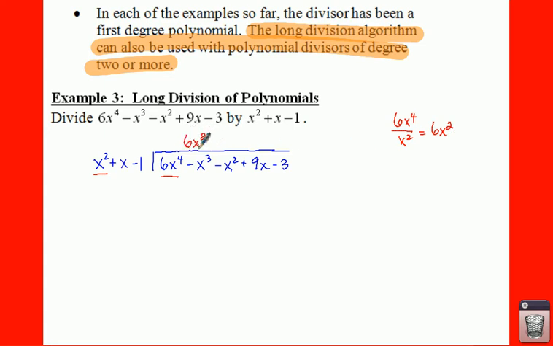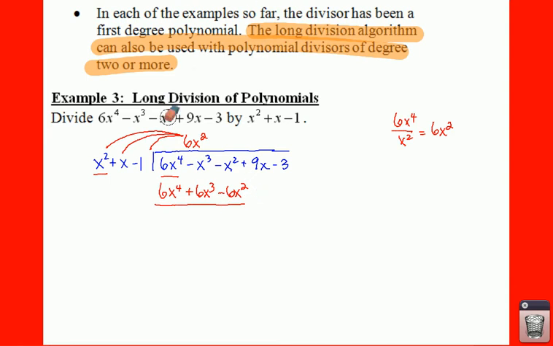And we have to take 6x squared times all 3 of these terms. So you're going to have to multiply it by the x squared. You get a 6x to the fourth. Multiply it by the x. You get a 6x to the third. Multiply it by the negative 1, and you get a negative 6x squared.